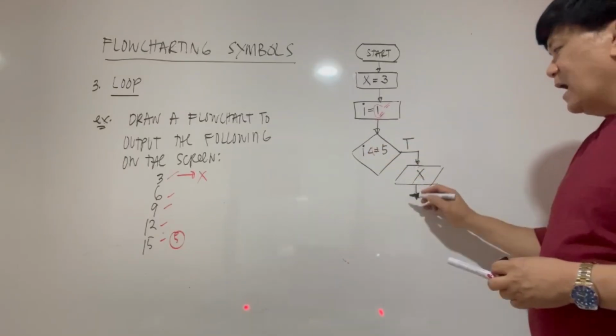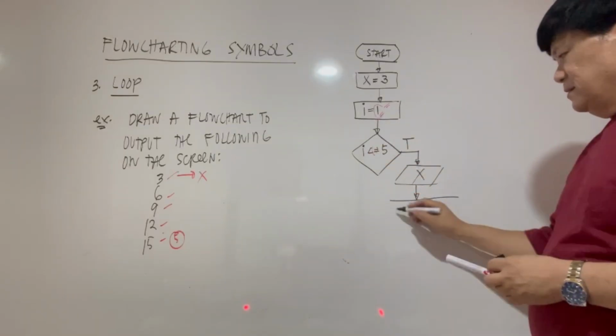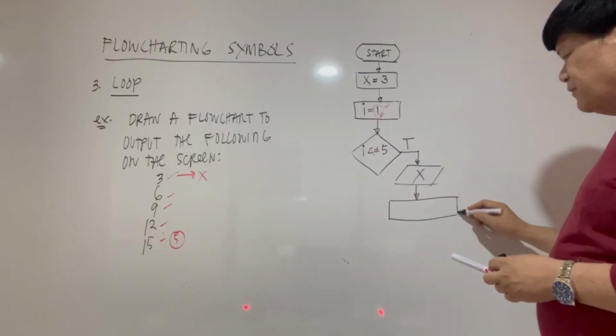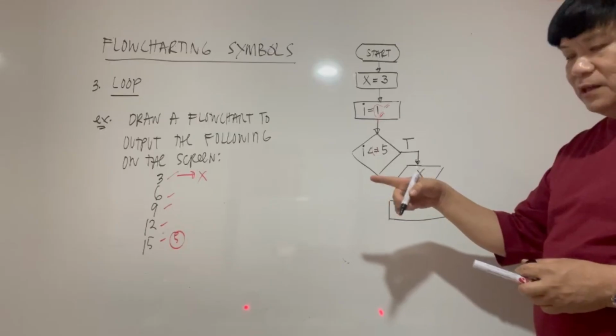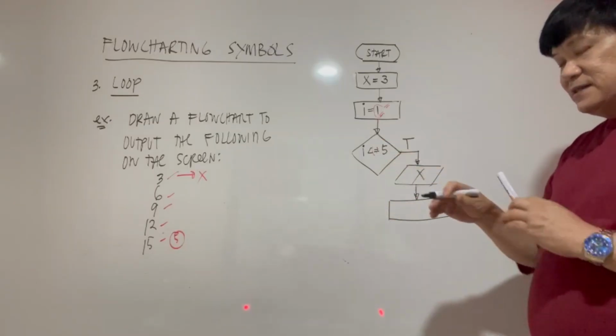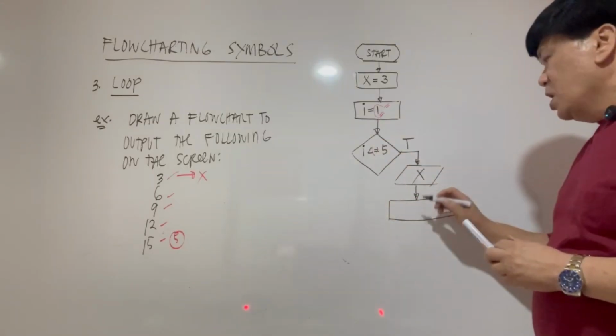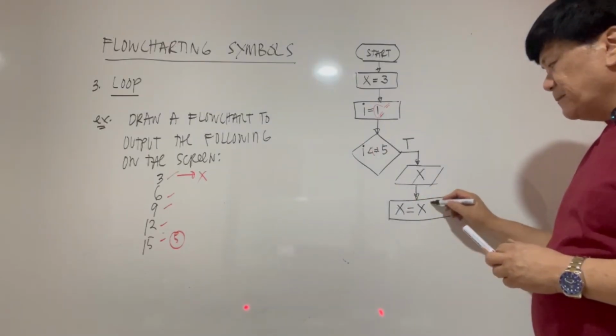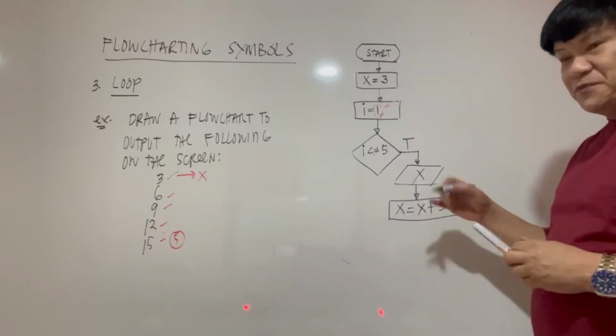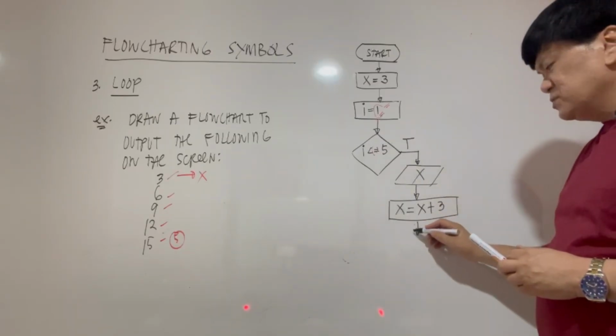That will be now the formula. Okay, that will be the formula. Now, how are you going to output 6, 9, 12, and 15? As you can see, the difference is 3. So, you can just simply put there, x is equal to x plus 3. That's how you formulate. Then, what is next to this?